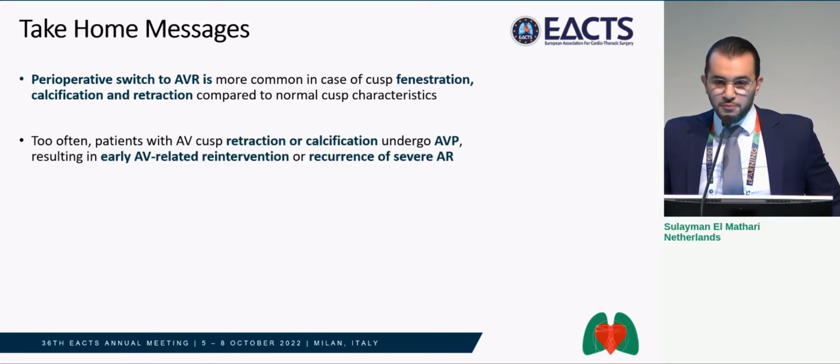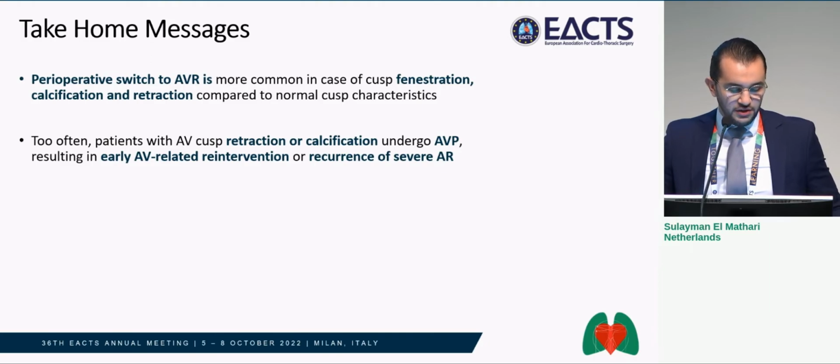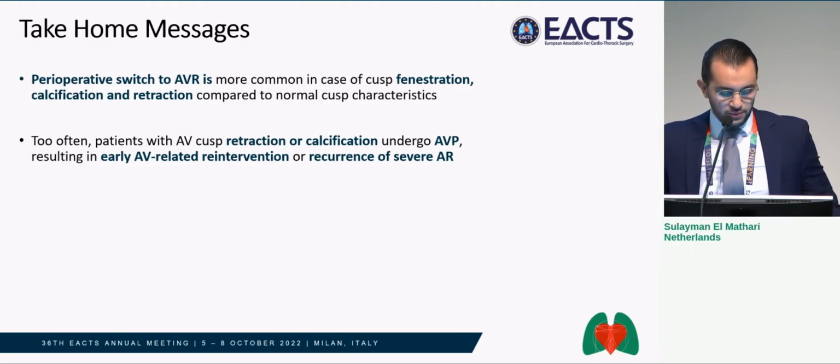The second take-home message that I want to share is that patients with aortic valve cusp retraction or calcification still undergo, maybe too often, aortic valve repair procedures which result in early re-intervention or recurrence of severe aortic regurgitation. This suggests that aortic valve repair in these specific patient groups should be performed with caution.